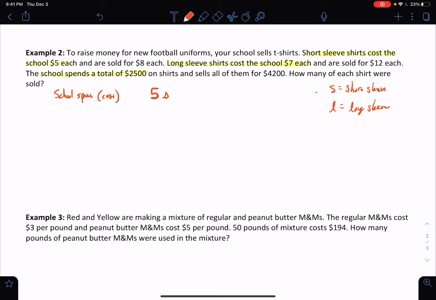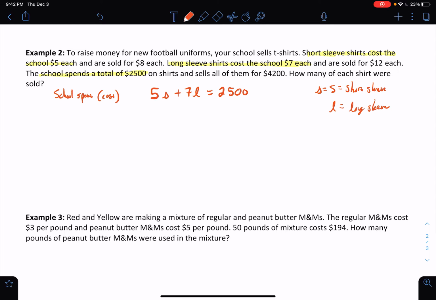And long sleeve shirts were $7 each. They cost the school $7. So $7 times the amount of long sleeve shirts. If I take the amount that they spent on short sleeves, I take the amount that they spent on long sleeves, and I add them together, I will get the total that they spent, which is $2,500. So this is a standard form equation.